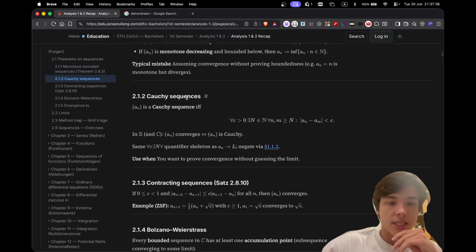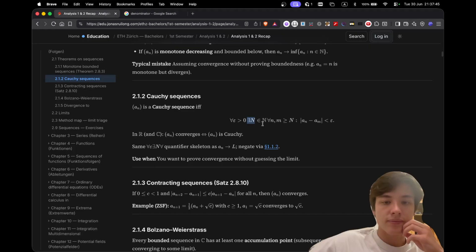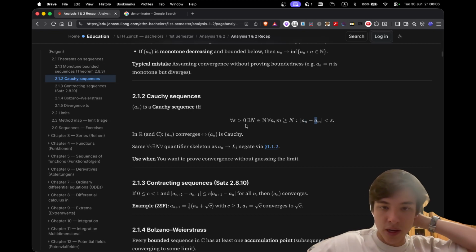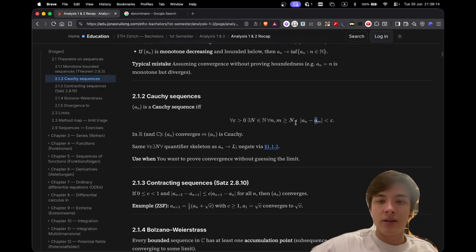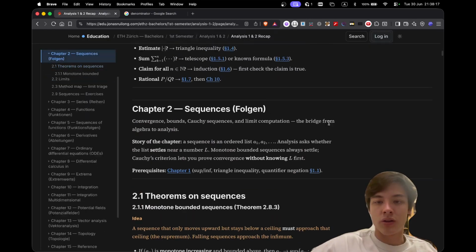Cauchy sequences. So for all epsilon, there exists an n which belongs to natural numbers, and for all m larger than n, an minus am is smaller than epsilon. So what does this mean? We have an n here, and we have an m which is larger than the n, and all of those will have a smaller error.